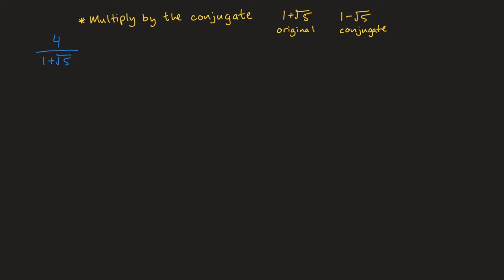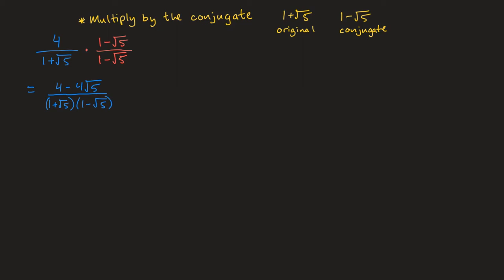So going back to our example, to rationalize the denominator in this case, we're going to multiply this fraction by 1 minus the square root of 5 over 1 minus the square root of 5. So we're multiplying by the conjugate. So when we multiply this, our numerator is just going to be 4 minus 4 root 5. So we need to distribute there. And our denominator is 1 plus the square root of 5 times 1 minus the square root of 5.